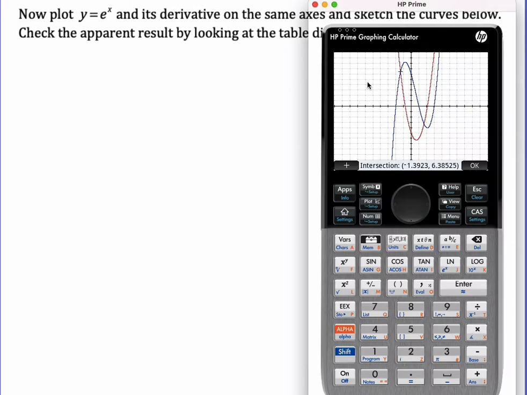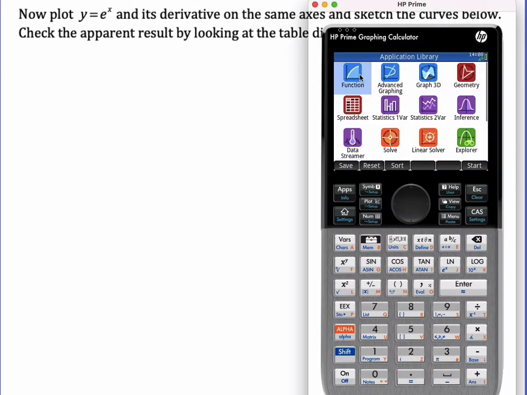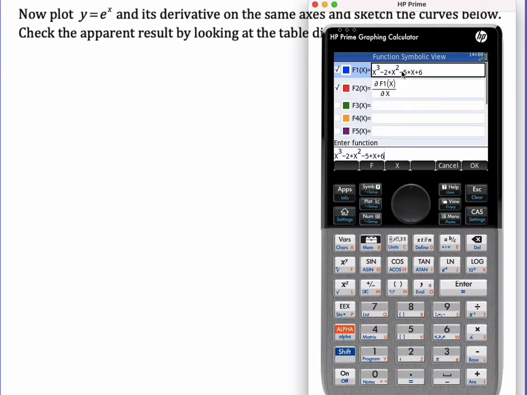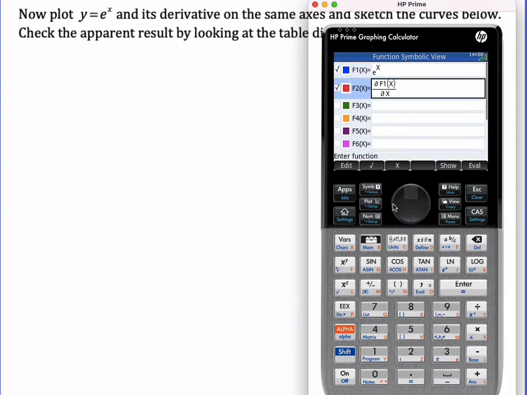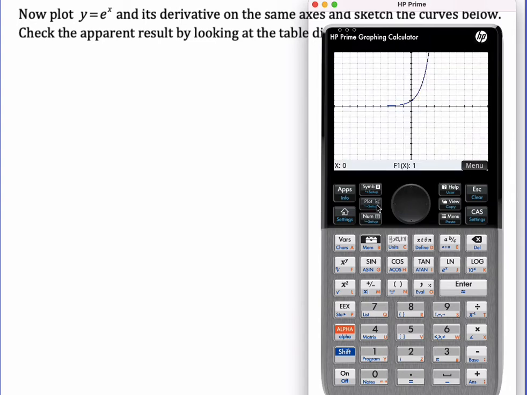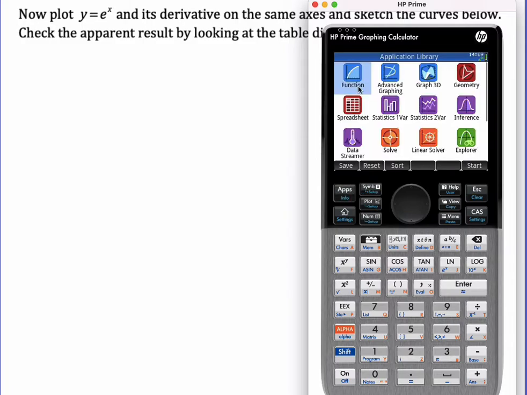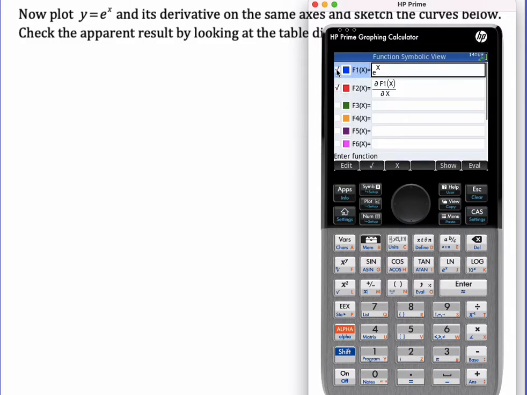Okay, so you can do the same thing for e to the x. Let's do that. You just need to change this function. Let's just delete the whole thing. Then we can type in e to the x. So let's find e. There's e, and then let's do e to the x. I'll go to plot, and actually get the same thing there. Let me show you what happens. We can actually turn off F1 so we can just see F2, the derivative.